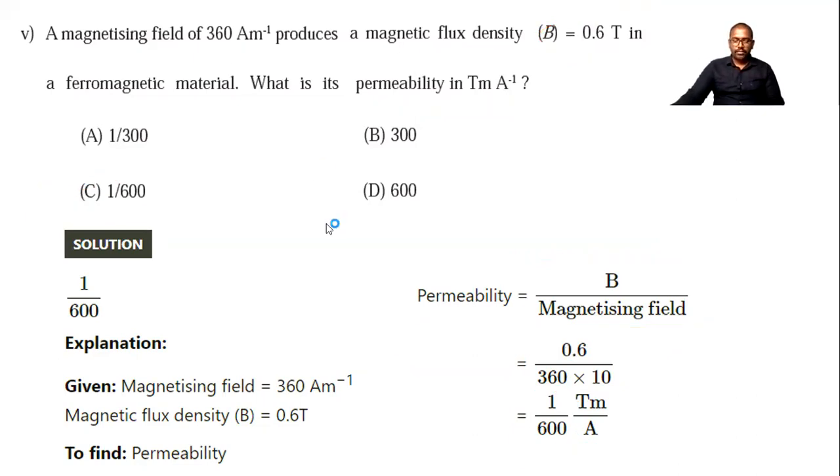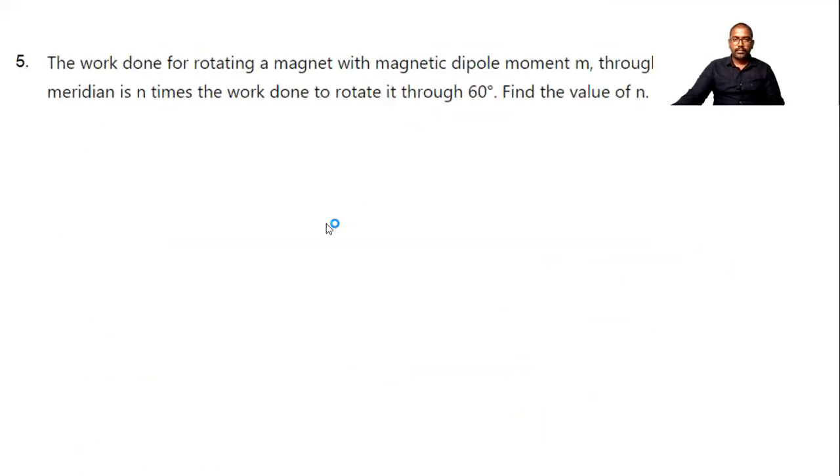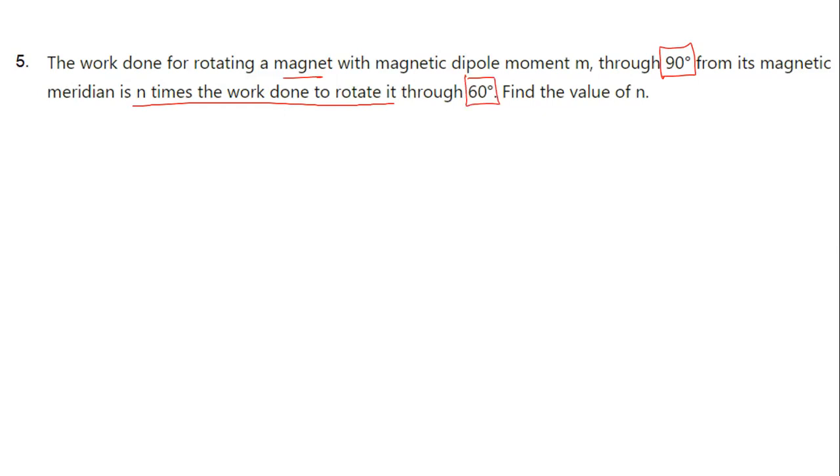Now the next question. The work done for rotating a magnet with magnetic dipole moment M through 90 degrees, that is, we have to rotate the dipole by 90 degrees from its magnetic meridian, is n times the work done in rotating it through 60 degrees. Find the value of n. Now, what is given? They have given the relation between two work done.